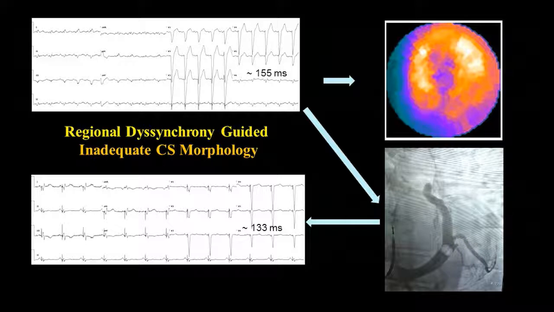Okay? So it's not just the presence of dyssynchrony, it's not just how the ventricle contracts, but the underlying substrate, whether the myocardium is viable. And even if everything works, but you don't have a coronary sinus anatomy that is congenial to dyssynchrony guided lead implantation, your CRT will not benefit to the extent that we expect it to benefit.